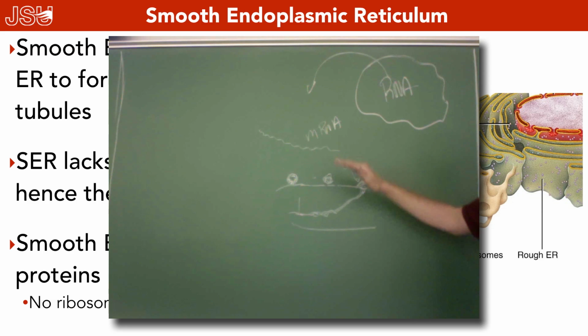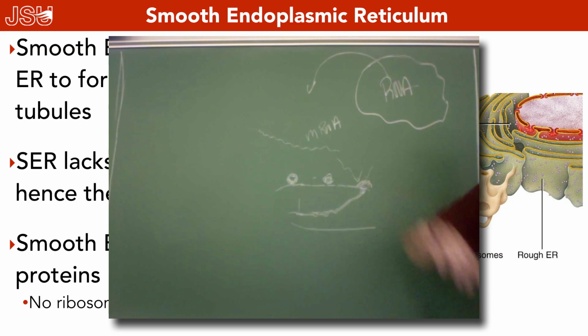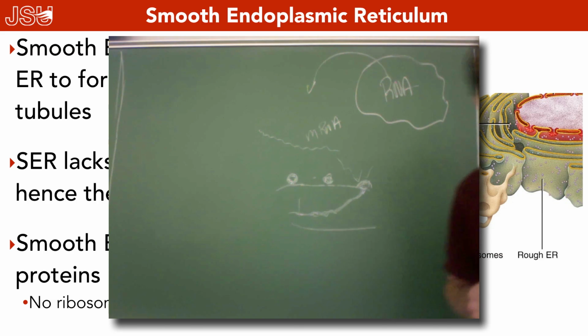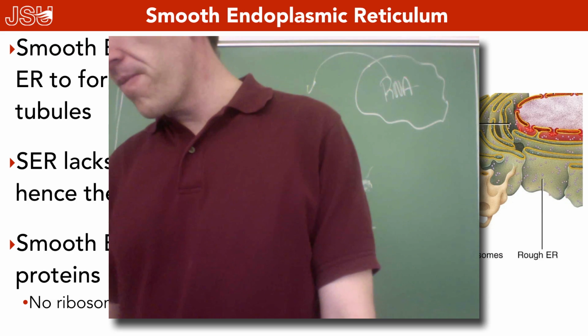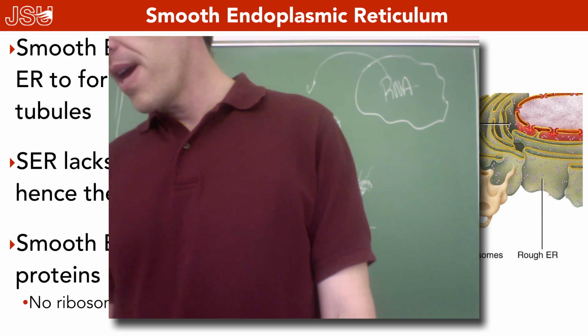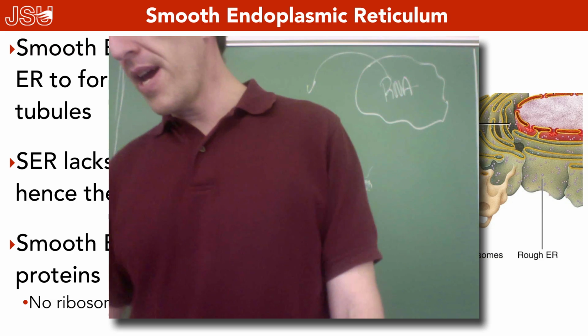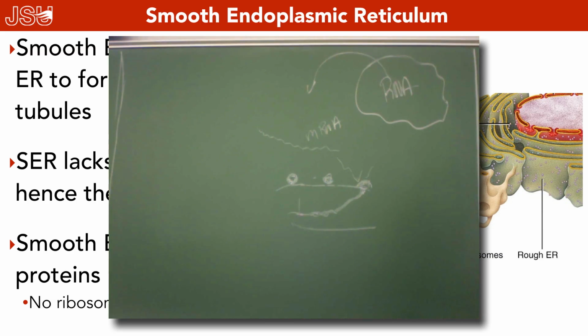mRNA interacts with the ribosomes on the rough ER. The ribosomes then make protein that is shunted into the rough endoplasmic reticulum. And the next one is the smooth endoplasmic reticulum. Smooth endoplasmic reticulum is important in, well, several areas. We won't get to it now, but it's also important in muscle physiology.